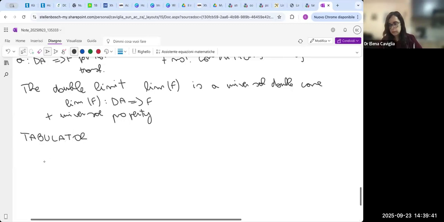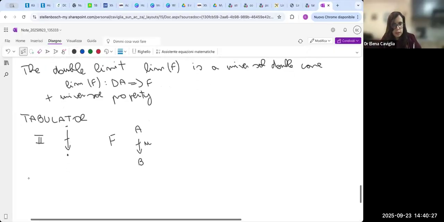So what is the tabulator? So the tabulator is a double limit in which our diagram is just a pro-arrow. So we take a single pro-arrow, so the diagram is like this. So our double functor F will have as image a pro-arrow in our double categories. Let's say it's like this. It's a pro-arrow U.